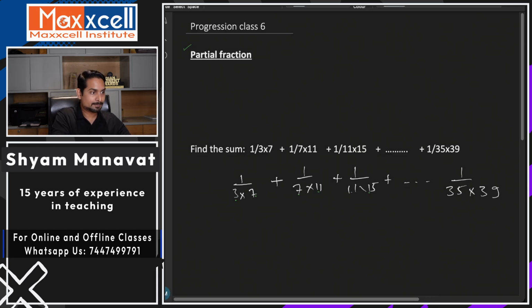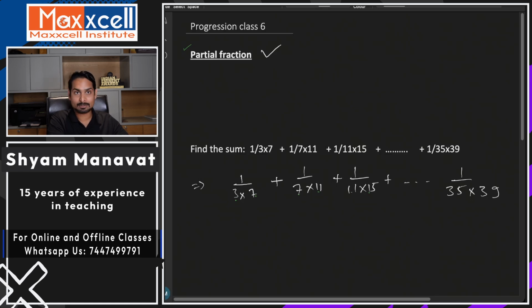So when you get a series like this, where the denominator is already written as a product of two numbers, where the difference of the numbers is common and the numbers are repeating, like 3 into 7 and then 7 into 11, and then 11 repeats again, that's how you identify a progression which can be solved by using the partial fraction concept.